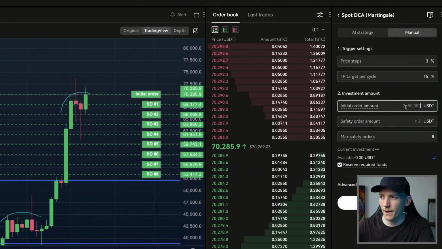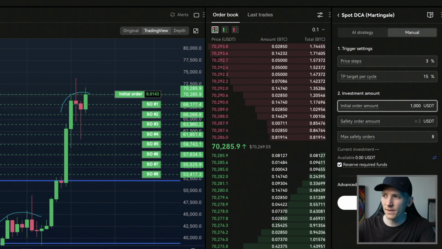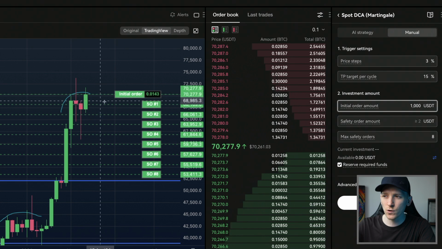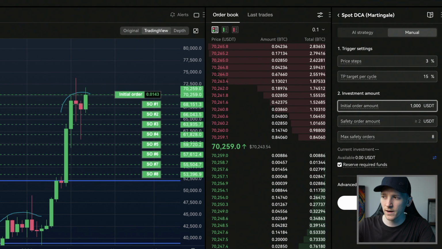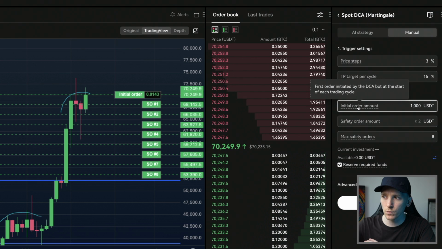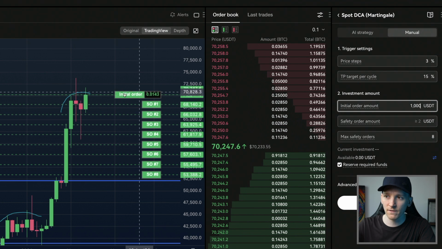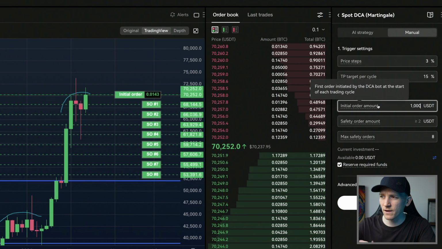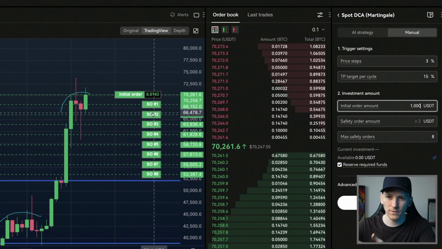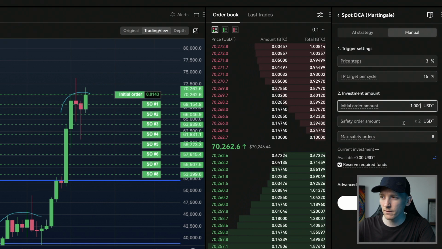So the investment amount, let's put an amount in here. That is the initial order, which is usually traded immediately. You can set this in the advanced settings to trade differently, but usually you will set the buy price immediately to get some of the order done and then let these other orders play out. They're called safety orders. They're just literally limit orders right down below the price.